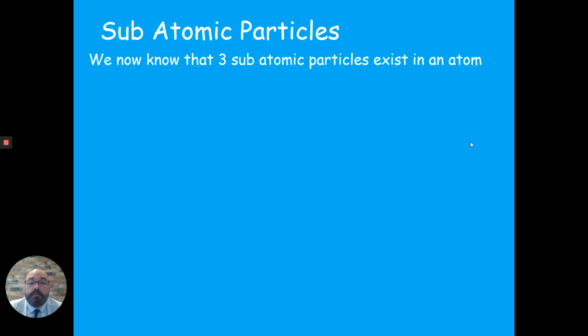In terms of the subatomic particles then, we know that there are 3 subatomic particles that exist in an atom. We have protons, we have neutrons, and we have electrons.